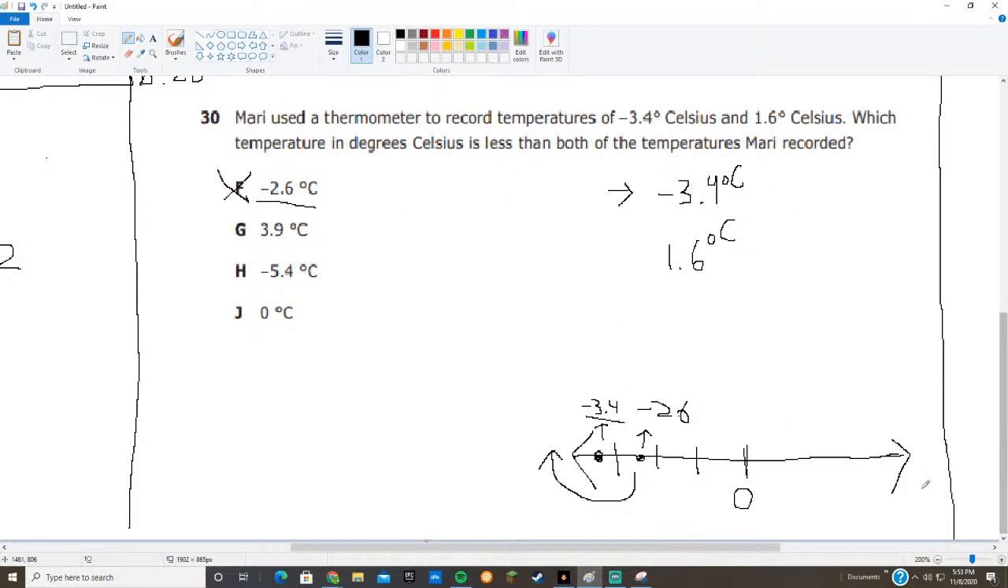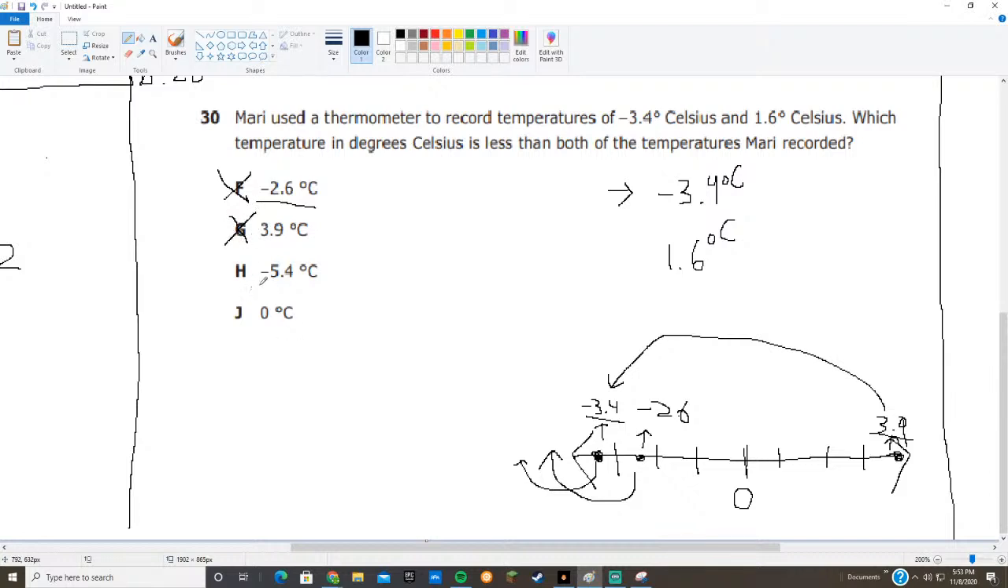Well, let's put 3.9 on the number line. We can do 1, 2, 3. We can say 3.9 is right about here. So, is this value here less than that value there? No, because it's way to the right on the number line. It should be to the left of this value on the number line, or less than, which is not true. So we can rule out G.